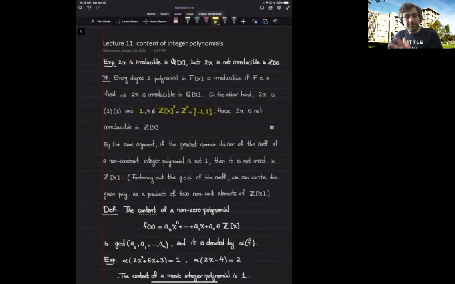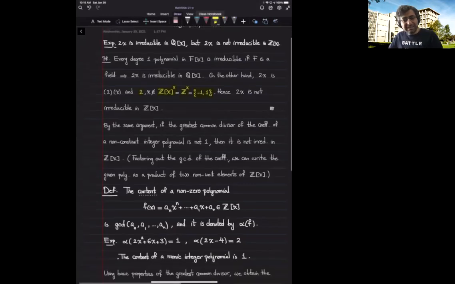So that's why in Q[x], I'm not going to get a non-trivial decomposition of 2x, because 2 is a unit. But in Z[x], both 2 and x are not units. So that's the big difference between them. And if you think about it, we can extend this and have a more general pattern. As soon as the greatest common divisor of all the coefficients of a non-constant integer polynomial is not 1, I can repeat this argument.